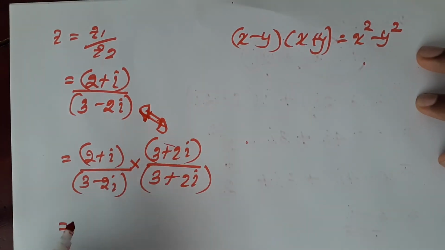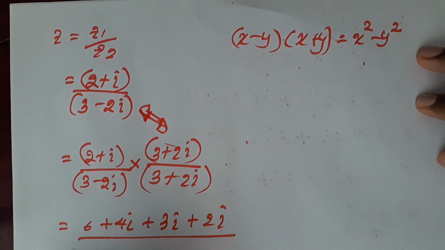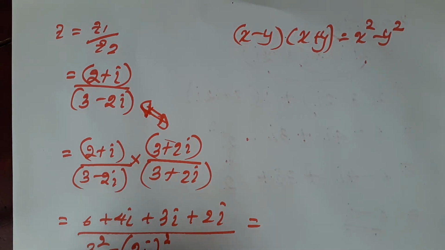So which results in 2 plus i into 3 becomes 6. 2 into 2i is 4i. 3i plus 2i squared. In the denominator, 3 squared minus 2i squared. So if I simplify this, 3 squared is 9 and 2i squared is 4 into minus 1, and minus into minus becomes positive 4. So this part becomes 13.